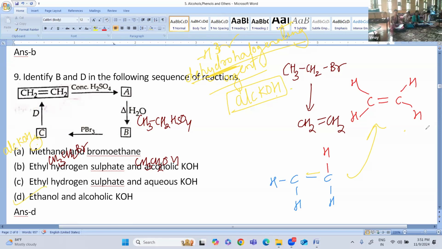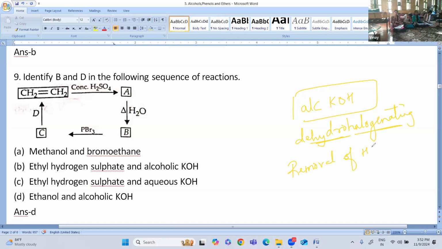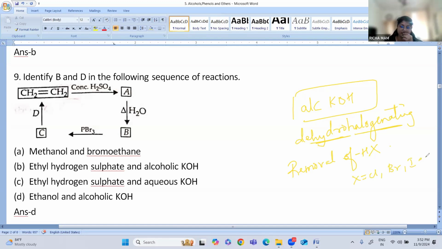So like this, you should not forget the roles of the agents. What is alcoholic KOH? Very important. Alcoholic KOH is a dehydrohalogenating agent. De means removal. Removal of hydrogen and one halogen. I can take HX. X can be your Cl, Br, iodine, etc. Very important.